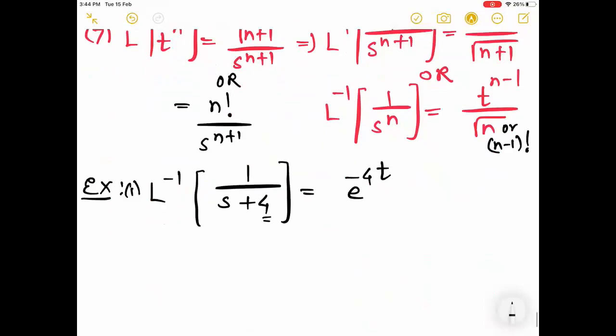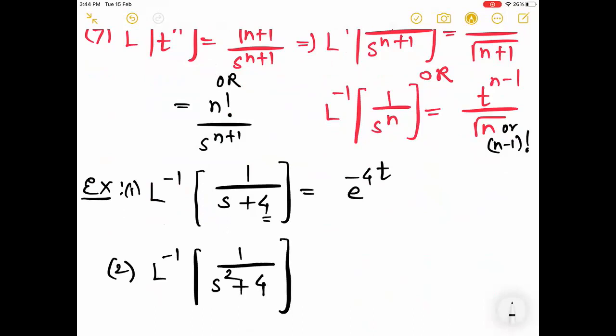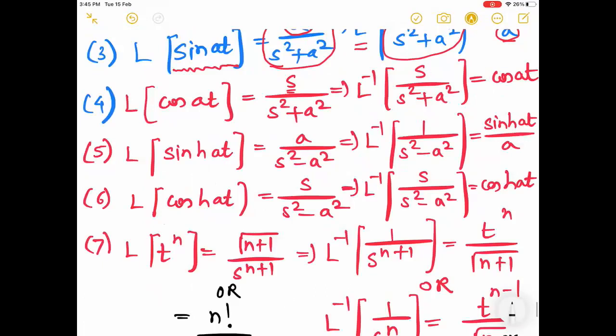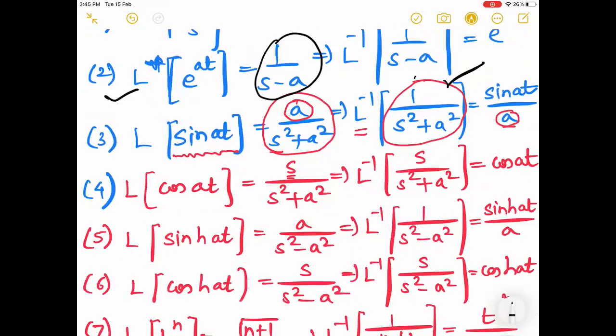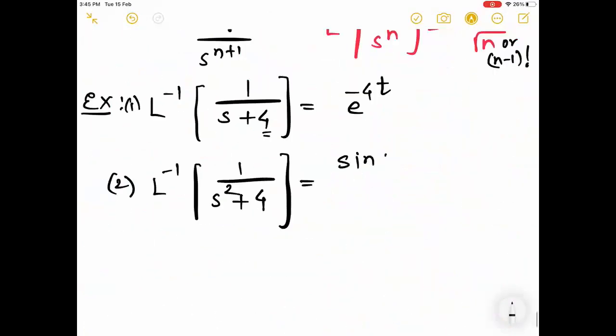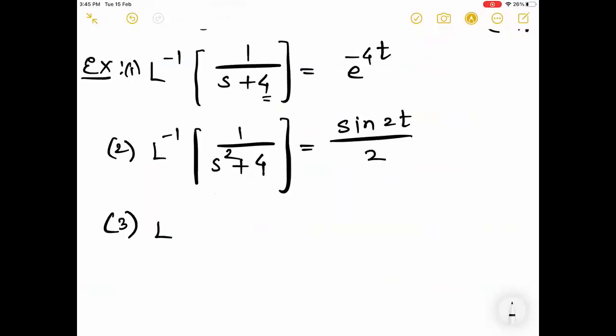If I want to calculate the answer for Laplace inverse of, say, 1 upon s square plus 4, can you tell me under which formula it will come? 1 upon s square plus 4 is this one, the third formula. Correct? What is the answer? Sin 2t by 2. Yes, so this is sin 2t upon 2. That's it.